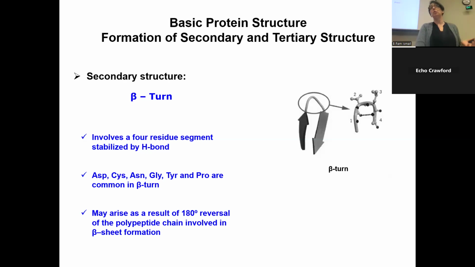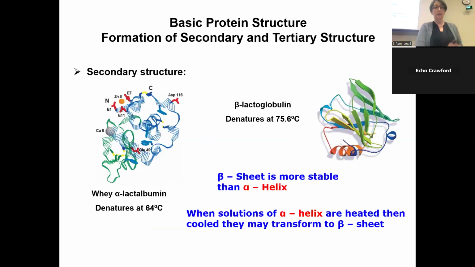Random coil is random coil, it doesn't have a specific sequence. The sequence for it does not fall under beta sheet or beta turn or alpha helix. So it would be random shape. Now, what you see here is two different types of proteins. One of them has a lot of alpha helix, and maybe just minimal beta sheet, if any. Whereas the other one, beta-lactoglobulin, has a lot of beta sheet and one alpha helix.